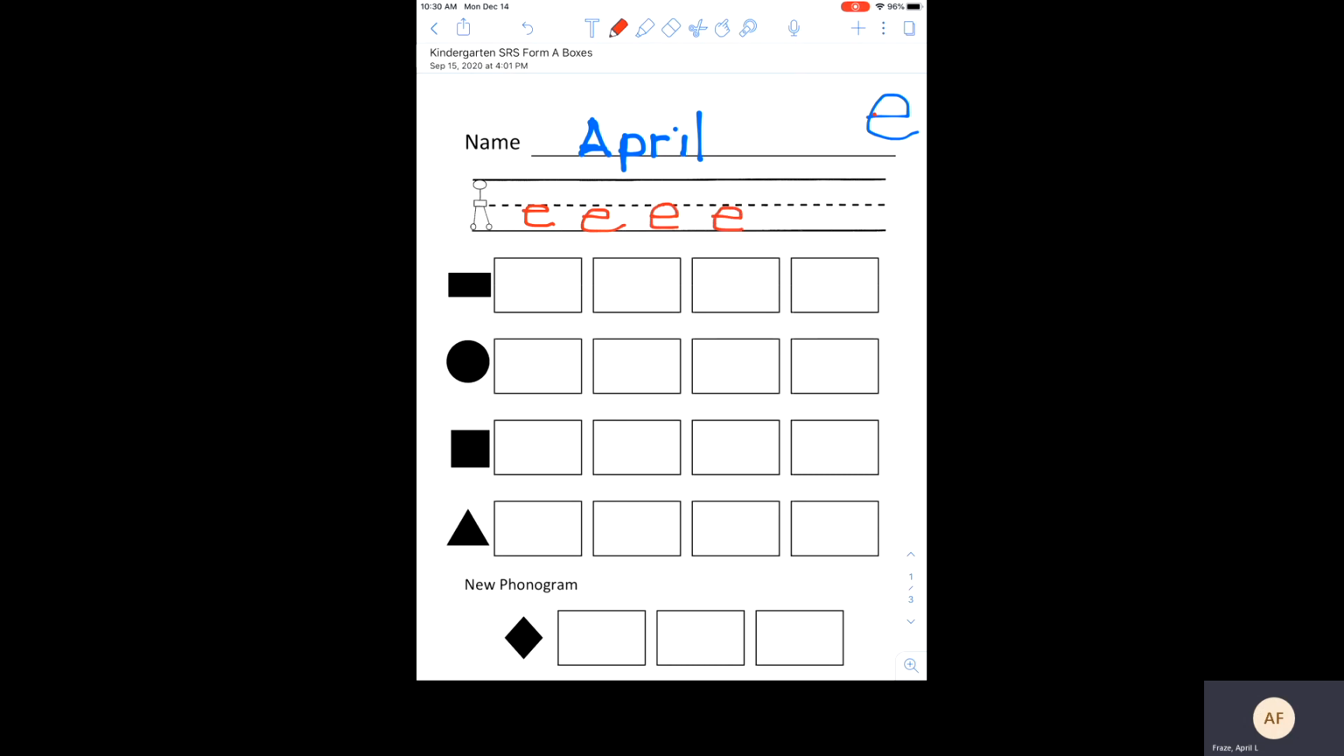E, edge, eh. E, edge, eh. Go ahead and take a little time to practice reading or practice writing those letters.